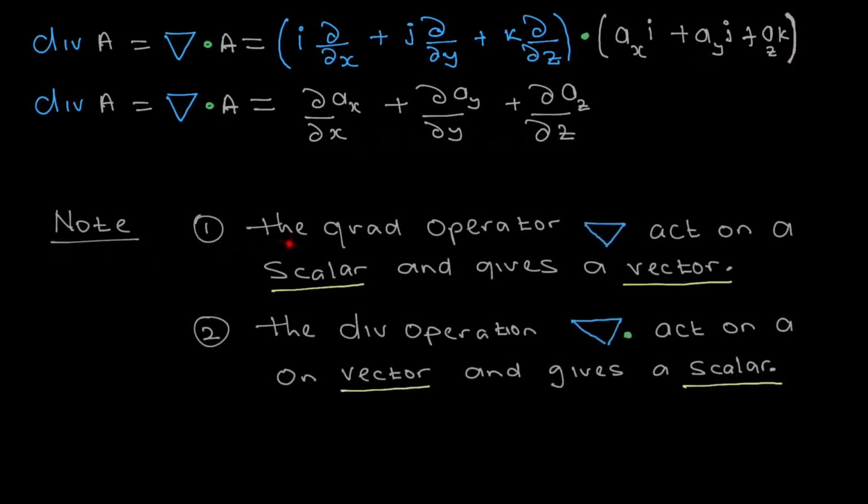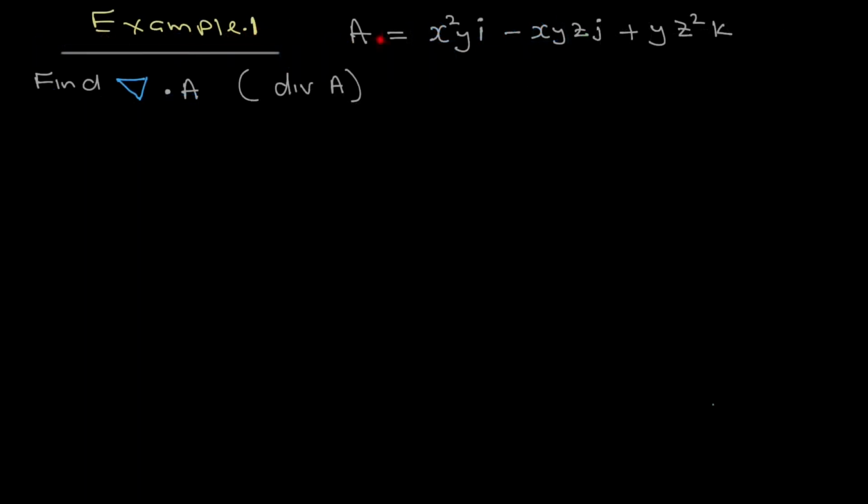So note, the grad operator acts on a scalar function and gives a vector function. The div operator, which is this one here, is Nabla dot A, and acts on a vector function and gives a scalar function. So that will be a scalar value. Here's example 1. You have a vector. We need to find the div of vector A, which means divergence of vector A.